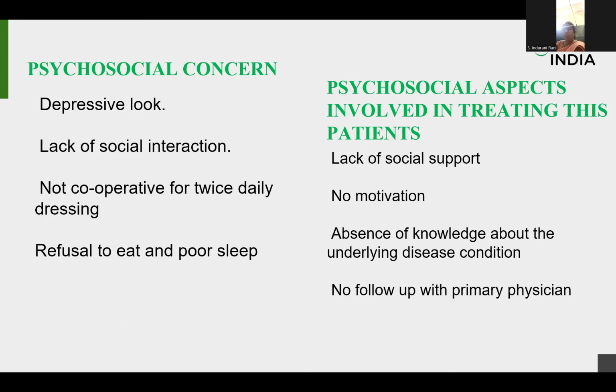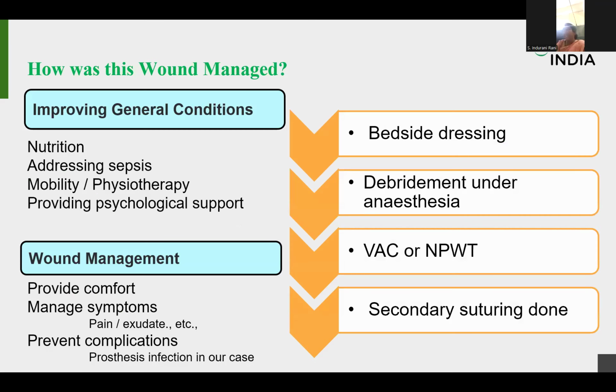In psychosocial concern, depressive look, lack of social interaction, not cooperative for twice daily dressing, refusal to eat, and poor sleep. Psychosocial aspects involved in treating this patient: lack of social support because he is living in a geriatric home center, no motivation, absence of knowledge about the underlying disease, no follow-up with the primary physician.